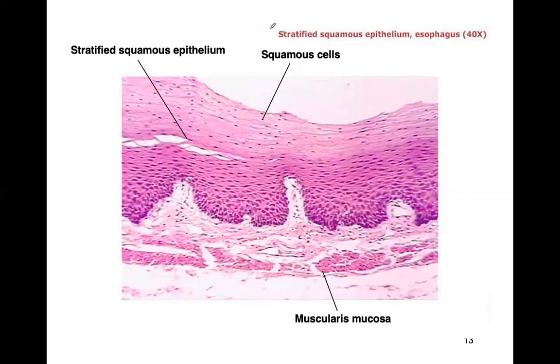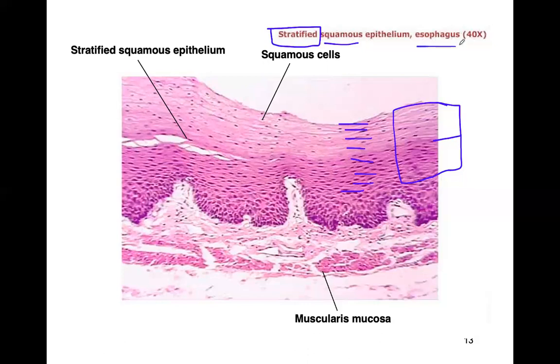So let's take a look and see if we can see it. Stratified, multiple layers of squamous cells. So all of this from here to here, even probably a little bit lower, probably till around here, all of these are multiple layers of flatly shaped cells all the way till about here, stratified squamous.